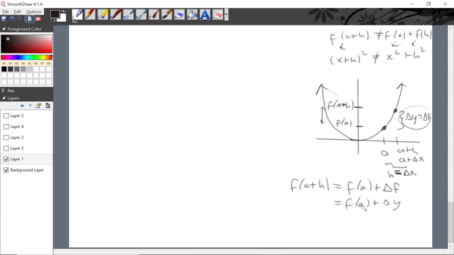And this would be true at any point where the derivative exists, so this is true also for f of x. We can say that f of x plus h is equal to f of x plus delta f, or f of x plus delta y, where h is the same as delta x. So this is the same as saying f of a plus delta x. And this is the same as saying f of x plus delta x.